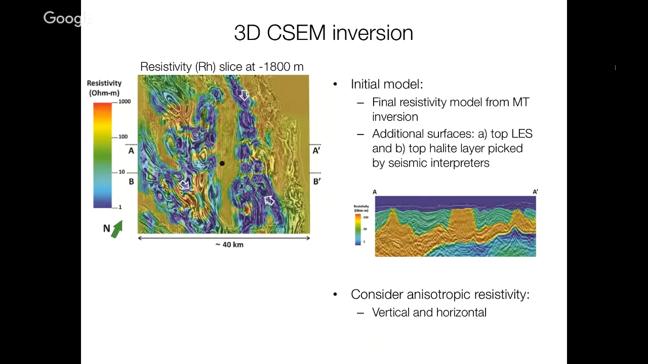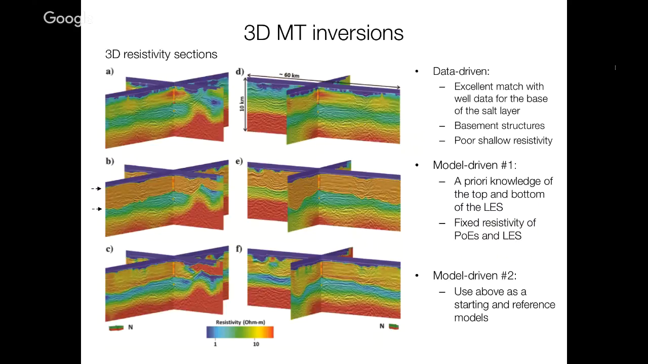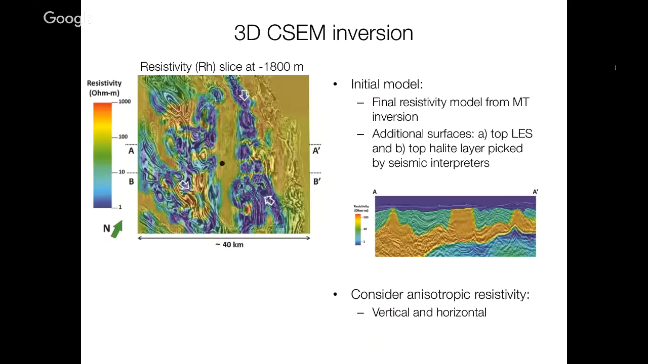Okay. So you put, I think, this is what they got from here. So I think that's where your halite is, and that's the full LES sequence. And that's your initial model, and you invert that. That's the resistivity section or plan view map that you got from the CSEM inversion. And here they actually take into account the anisotropy and they could fit the data. So that's actually good.